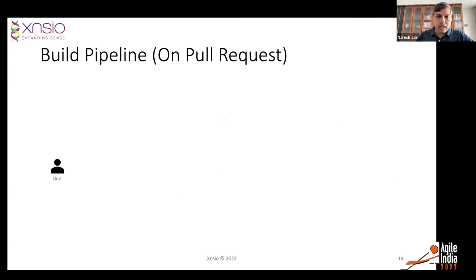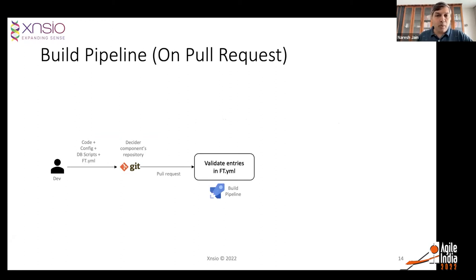Once you have that, you would check in your code and your ft.yaml file into the decider components Git repository. Then you would create a pull request. When you create a pull request, as part of the pipeline we first validate whether the entries in the ft.yaml are valid. We also check with Feature Hub whether someone is duplicating an already existing feature ID or toggle ID, because you want to make sure those are unique, else you will accidentally be turning off something else.